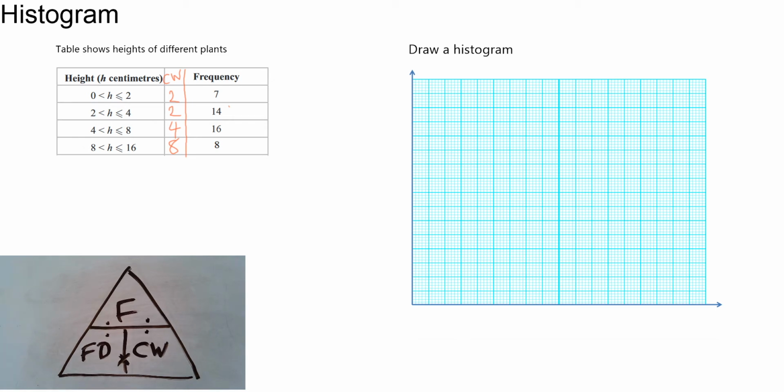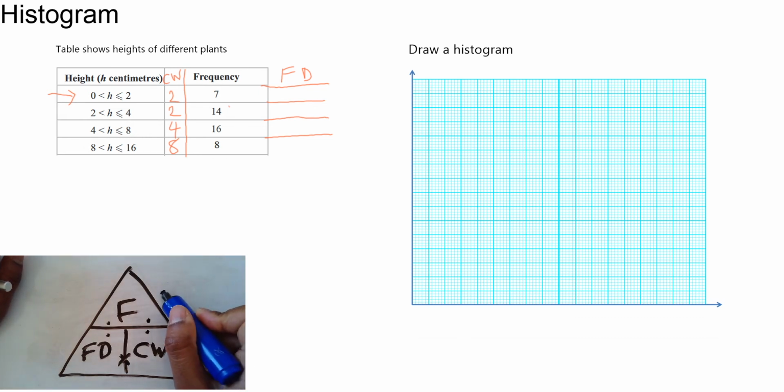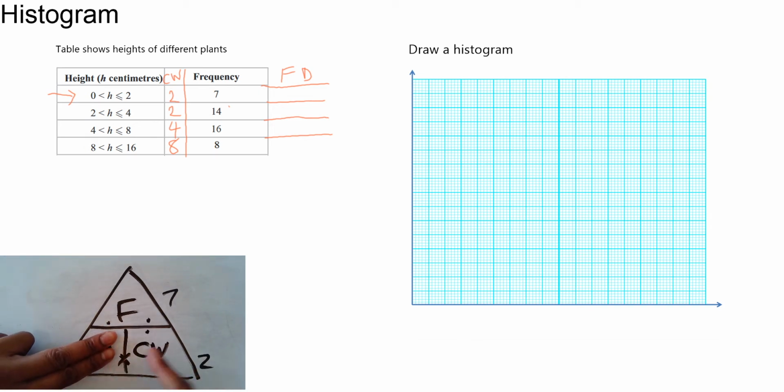What I want to do now is work out the frequency density, FD. So for that I'll have a separate column. How do I work out the frequency density? Well, let's work on the first row. If you look at the screen on the left-hand side, look at my triangle. We've got a frequency of 7 and a class width of 2. So to work out frequency density, you do 7 divided by 2, which is 3.5.